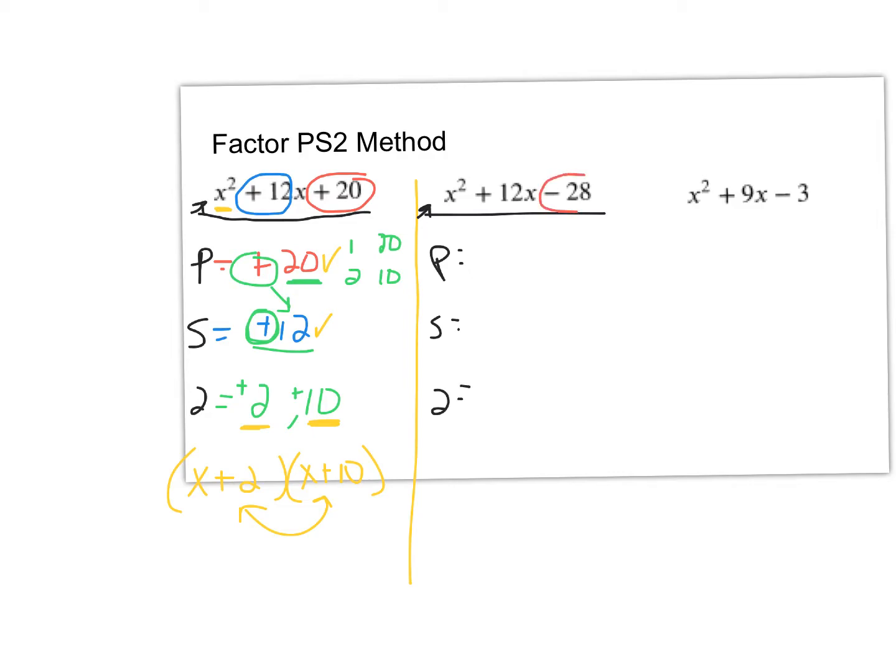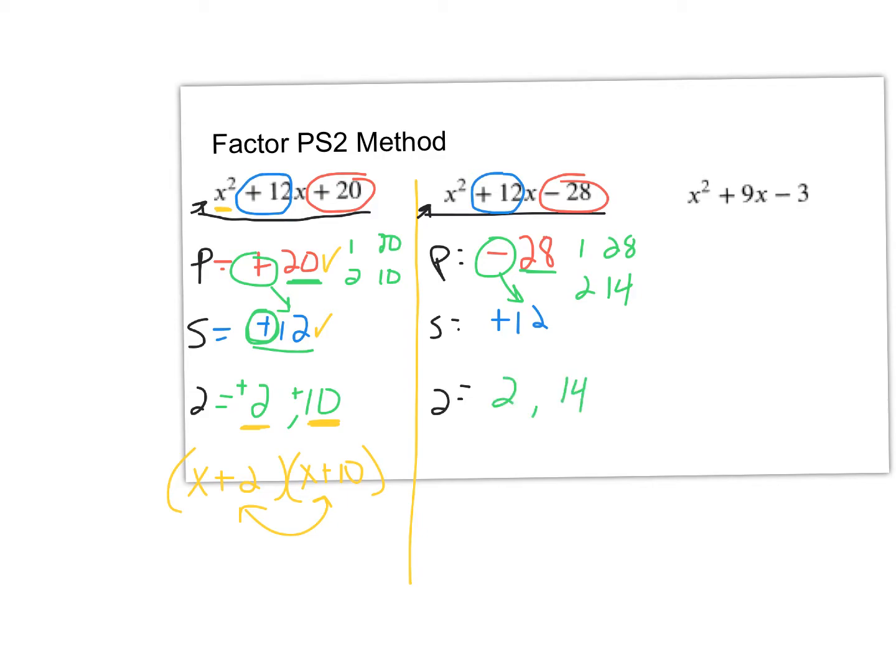We're going to start. My product right here is negative 28, and my sum is positive 12 again. So I need two numbers that multiply to 28 but subtract to 12. I list 1 and 28. Does that subtract to 12? No. 2 and 14 does though, so we're going to go with 2 and 14.